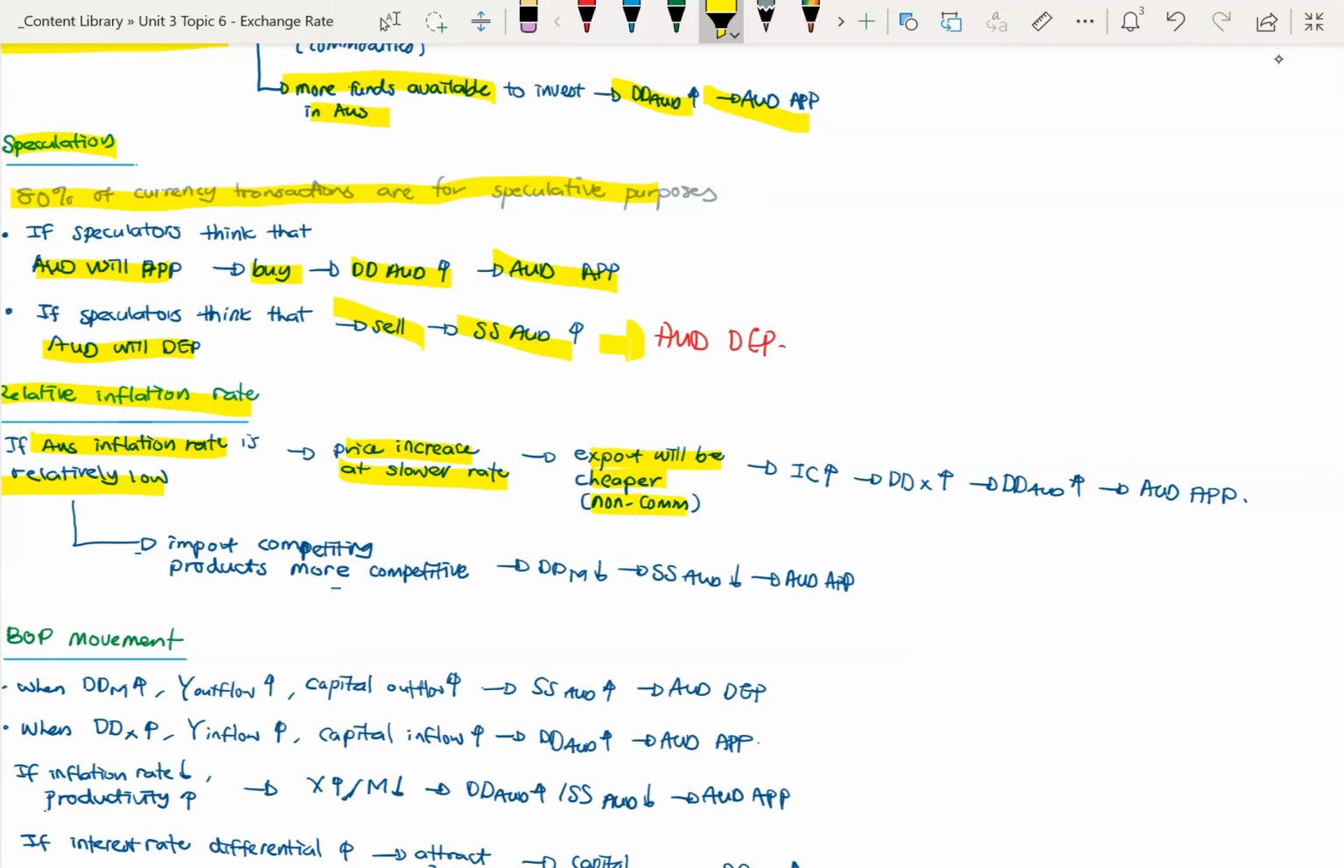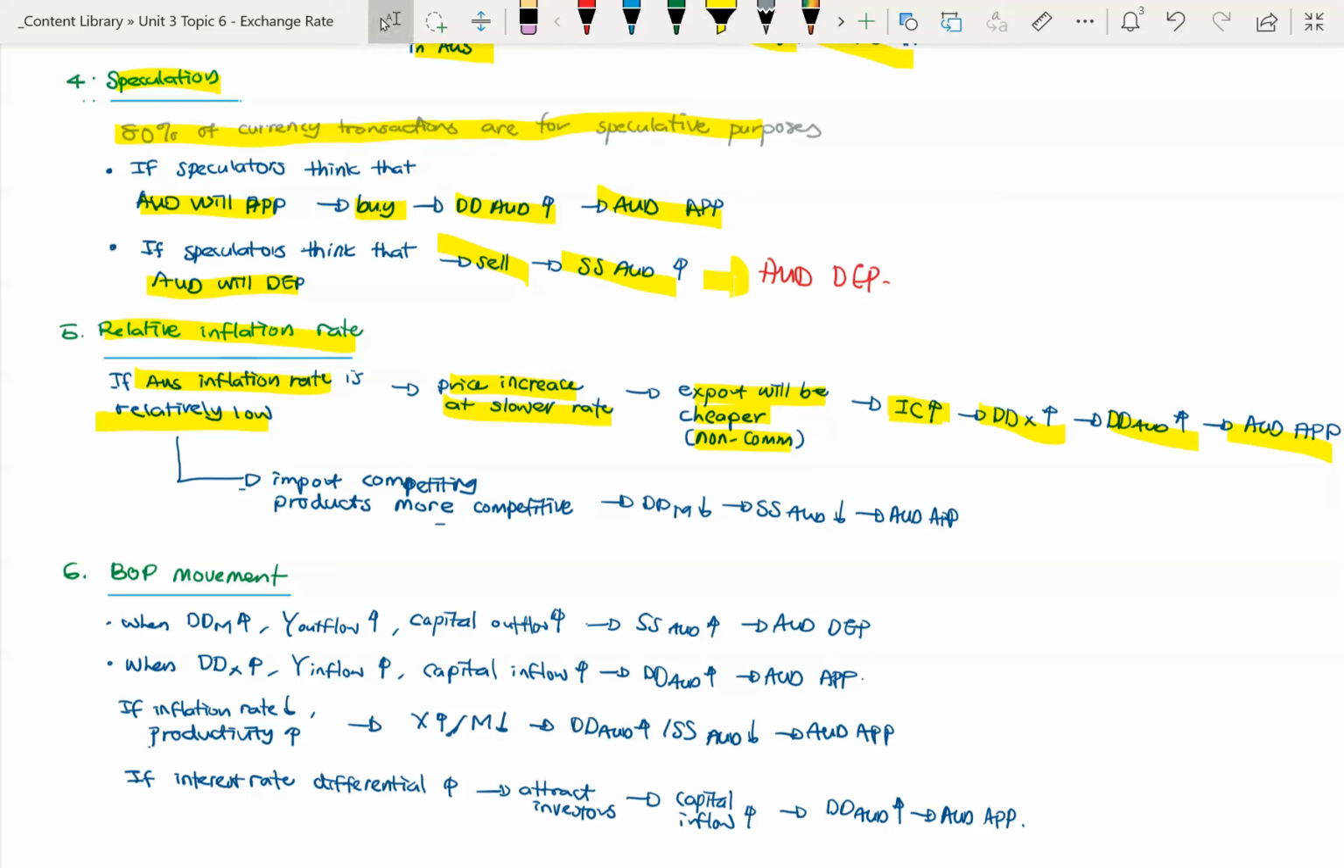We are referring to non-commodity again. For commodity, it's based on world demand and supply. So our inflation rate doesn't really change commodity price much. Okay, so non-commodity price will be cheaper, international competitiveness level would increase, demand for export would rise, demand for AUD would rise, AUD would appreciate.